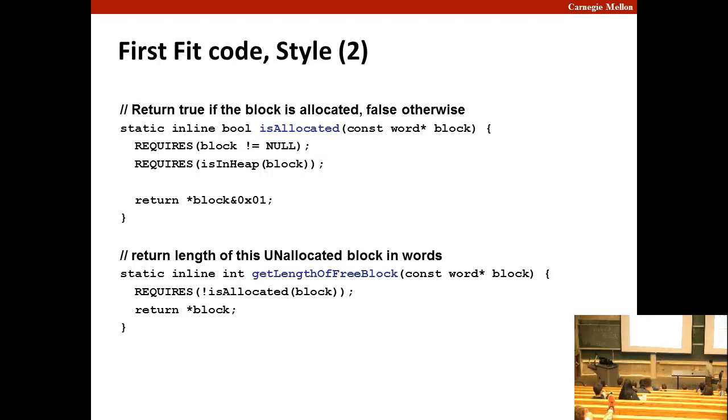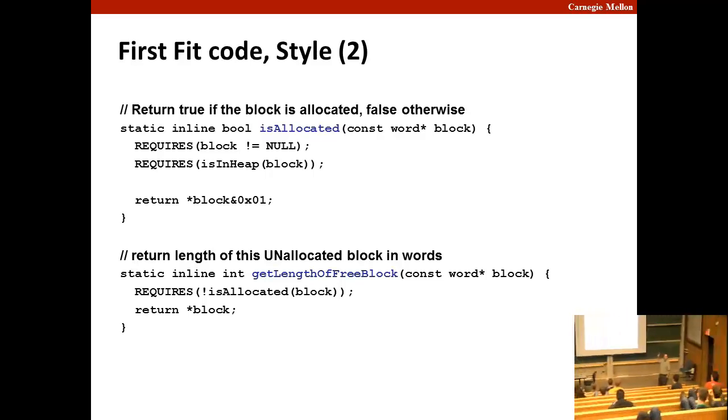Here's another way of doing this. Actually, this is not another way of doing this. Here's a test for isAllocated. Remember, we're using the low order 1 bit to determine allocated or not. So here you can see we take the block and we AND it with a 1. If the 1's bit is set, allocated. If the 1 bit is not set, not allocated. Get length of free block. Well, how do we figure out what the size is? Well, we return the size.